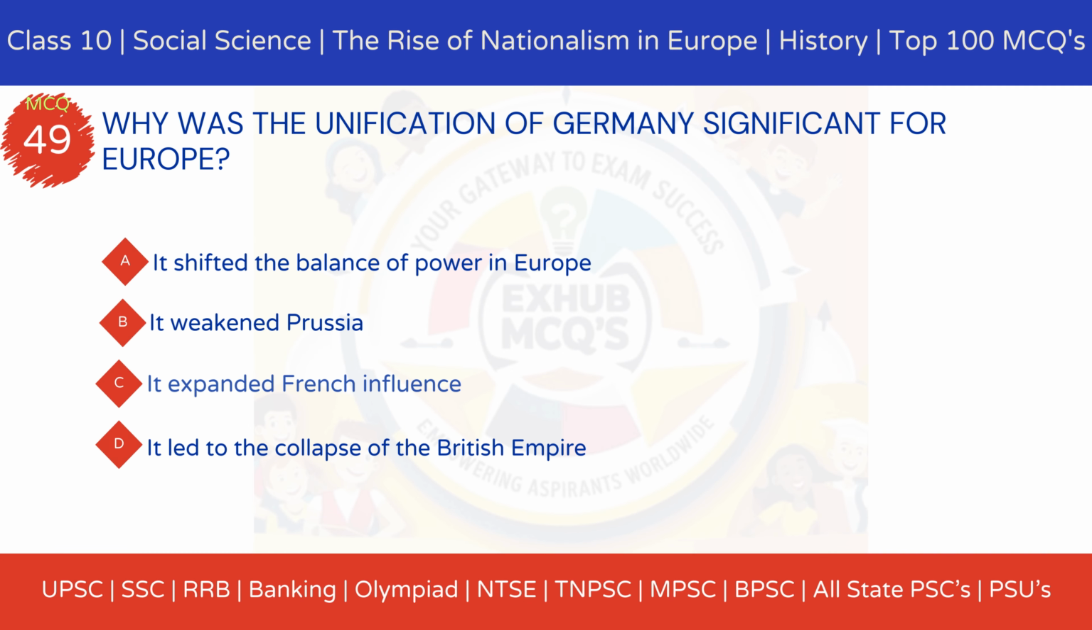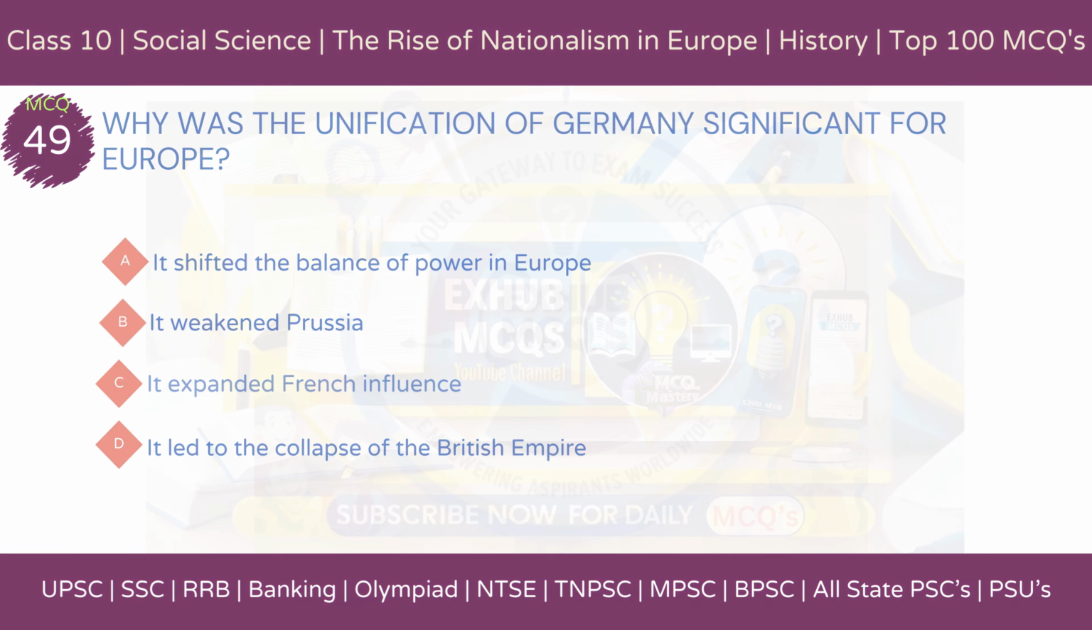MCQ 49. Why was the unification of Germany significant for Europe? Option A, it shifted the balance of power in Europe. Option B, it weakened Prussia. Option C, it expanded French influence. Option D, it led to the collapse of the British Empire.